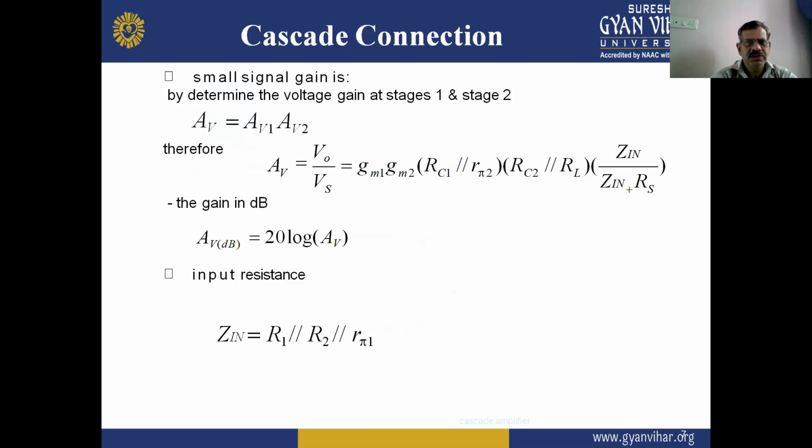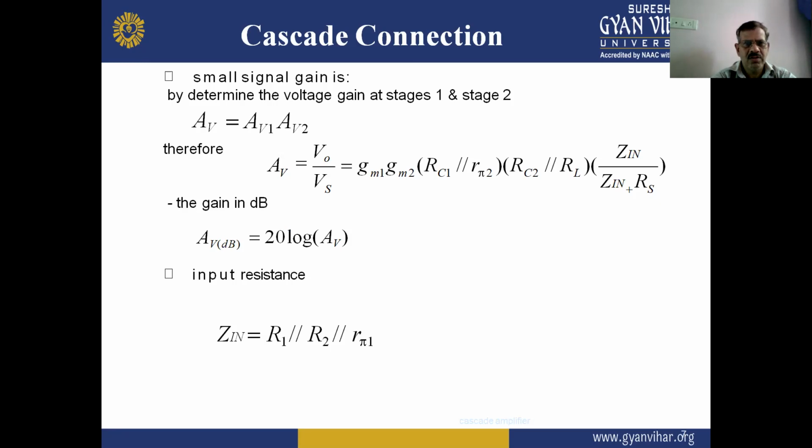So small signal gain of a cascade amplifier: determine the voltage gain at stage first and stage second. So Av equal to Av1 into Av2. Av1 and Av2 are the voltage gain of two amplifiers. Av1 is the gain of the first amplifier and Av2 is the gain of the second amplifier.